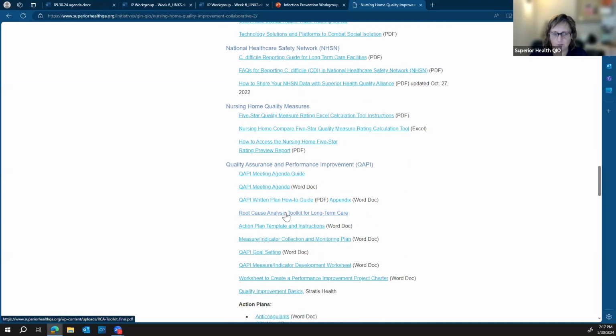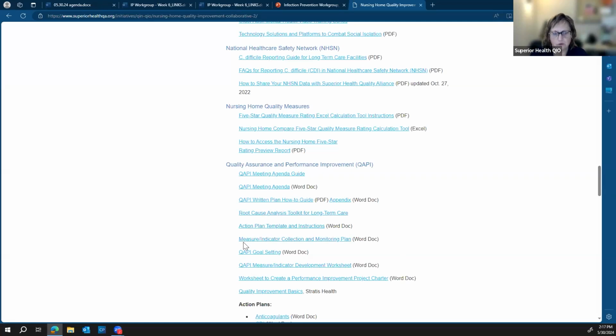It gives you a fishbone diagram and a 5 Whys. It talks you through how to think about root cause and then how to develop an action plan template. So if you have, for example, a new avoidable pressure ulcer in your building, you're like, oh my gosh, we need to root cause how this happened. We need to develop an action plan for that so that we can make sure that this doesn't happen again.